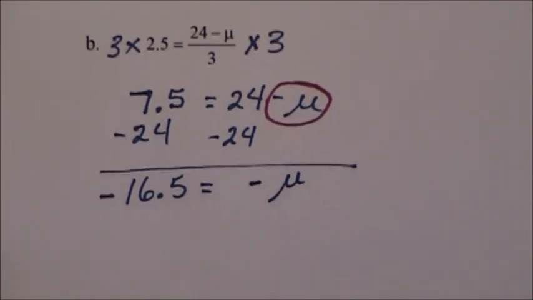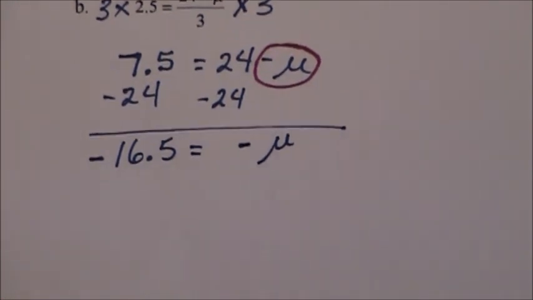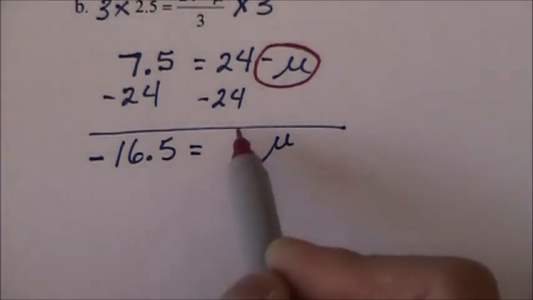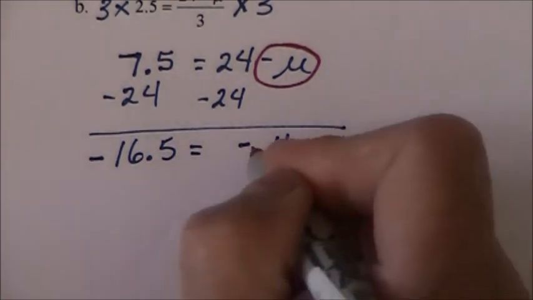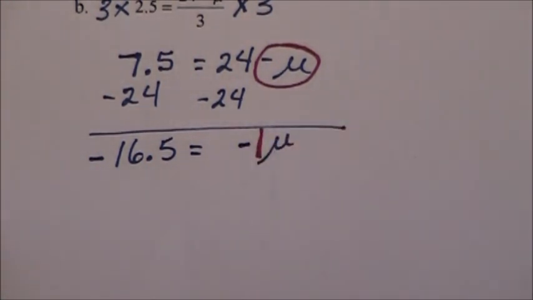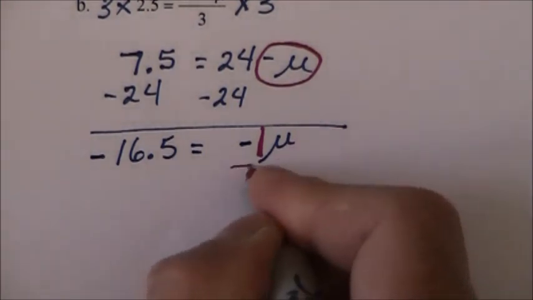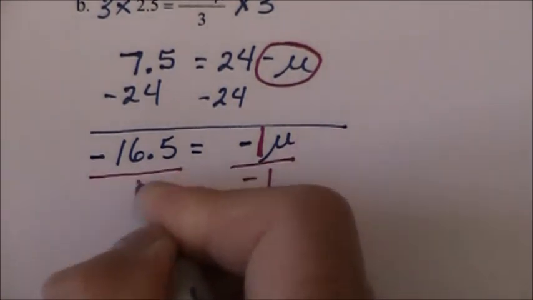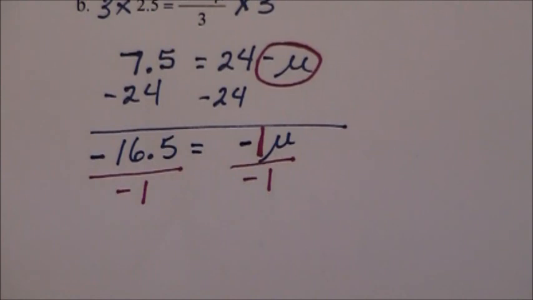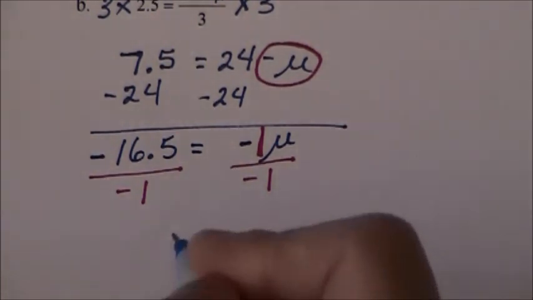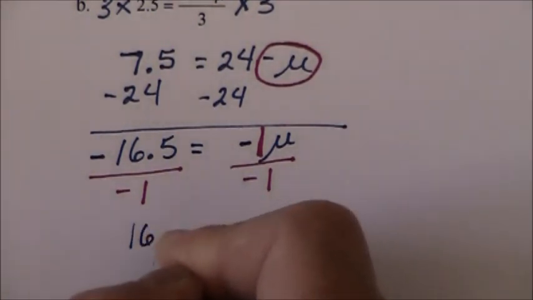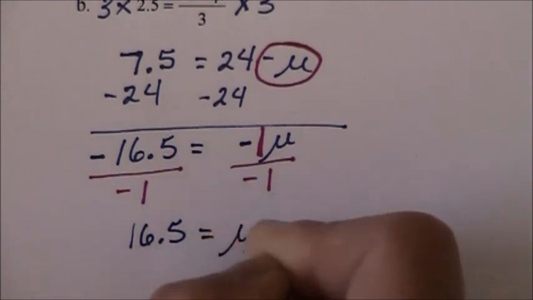Now, if we think about what we've been dealing with, we never deal with a negative mean. All our means have been positive, so we need to deal with this negative. Remember, no coefficient that we can see is the same as a coefficient of 1, so that is really a negative 1 mean. If we want to move this negative 1 to the other side, currently it's multiplying, so we're going to divide both sides by negative 1, and when we do that, we get 16.5 is equal to our mean.